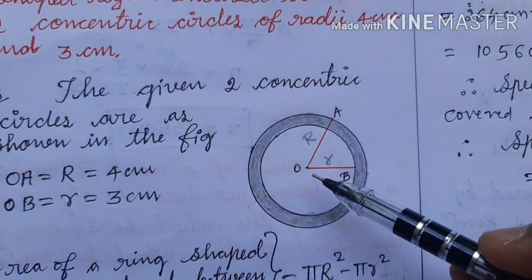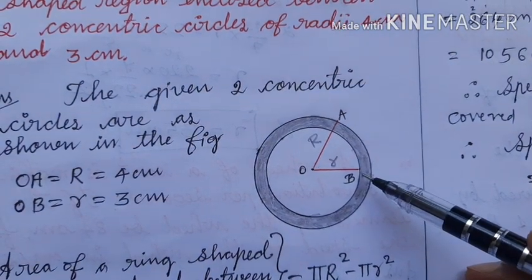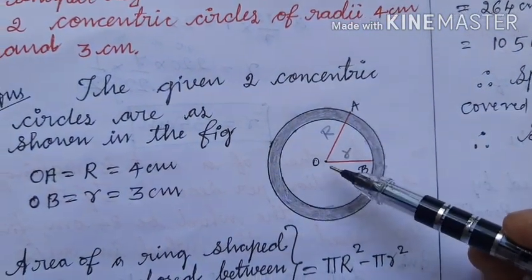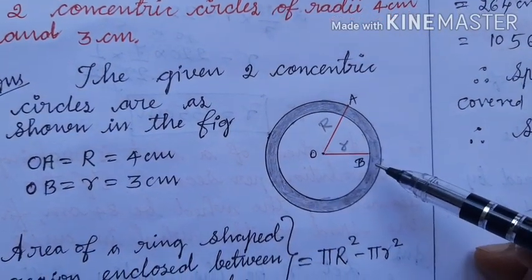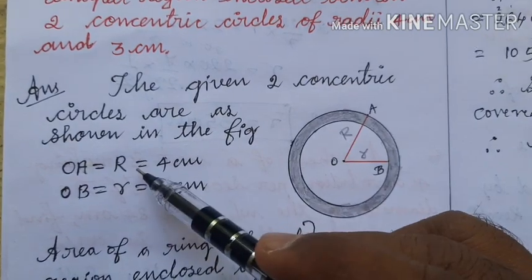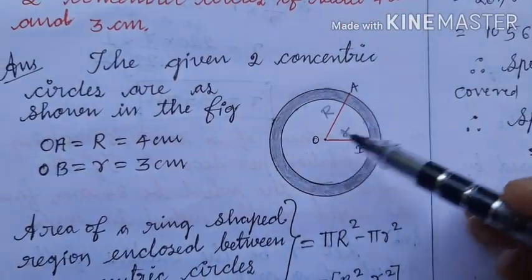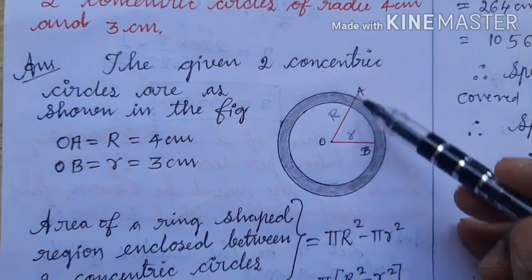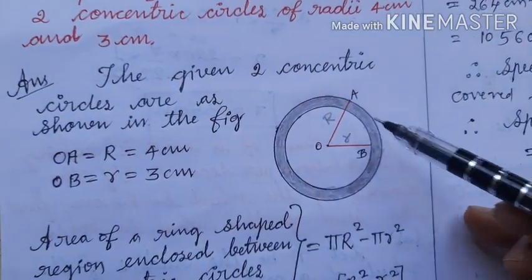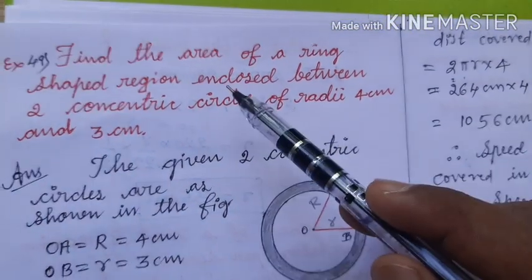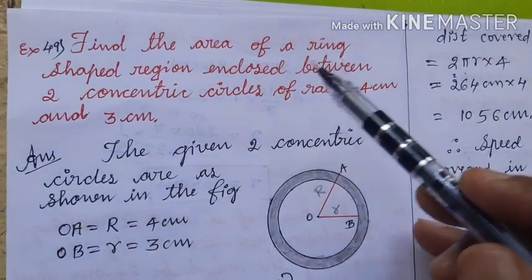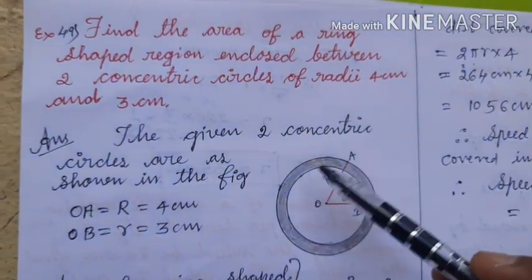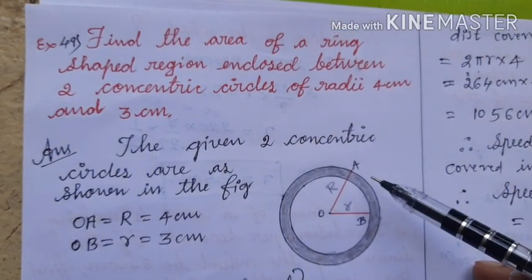Okay. See here children, the circle with radius OB is having the center O, and the circle with radius OA also has the center O, but their radii are different. So I take OA is equal to capital R, that is 4 centimeter, and OB is equal to small r, that is equal to 3 centimeter. So here these are the two concentric circles with same center and different radii. Okay. The question asked is find the area of a ring shaped region enclosed between the two concentric circles. See here, this is the ring shaped region. Okay, it is enclosed between two concentric circles.